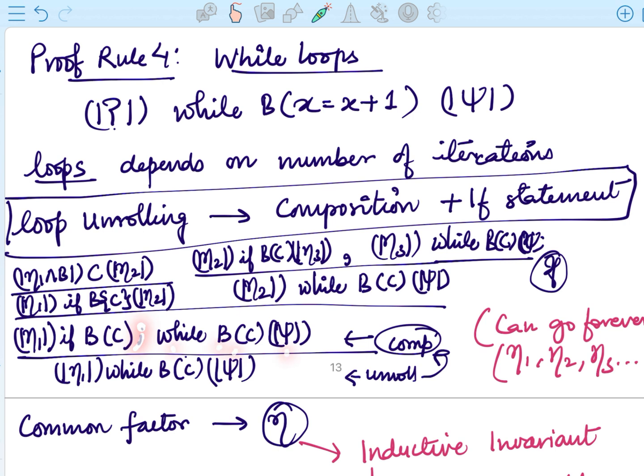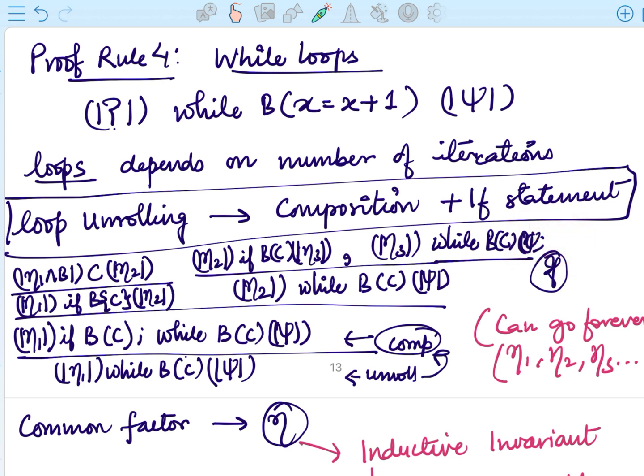Okay. Then we go up, we make it if, we use if. Eta I, if B, C, eta 2. This is the whole if statement. And then we separate if and while. While will have its own, if will have its own. Because this is the if statement, what we'll do is eta not B, C, eta 2. And then here what we have is while eta 2, if B, C, eta 3. And eta 3 while B, C is eta psi. This is psi. This is the post condition.